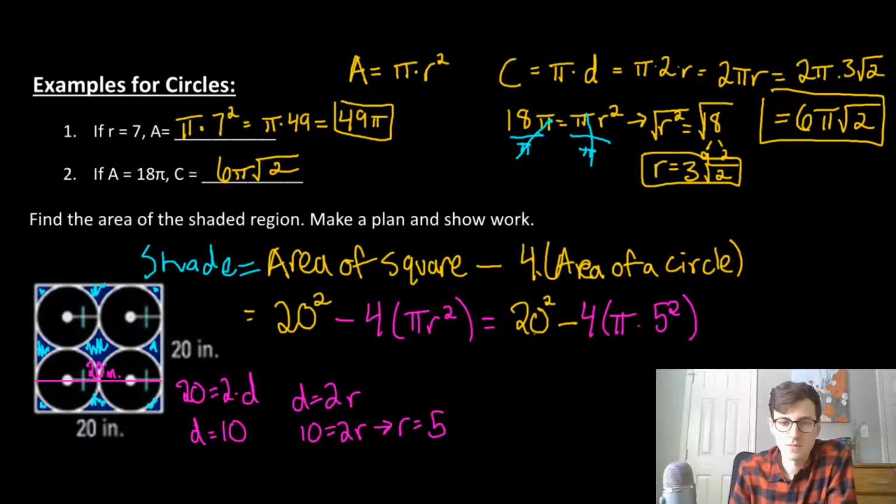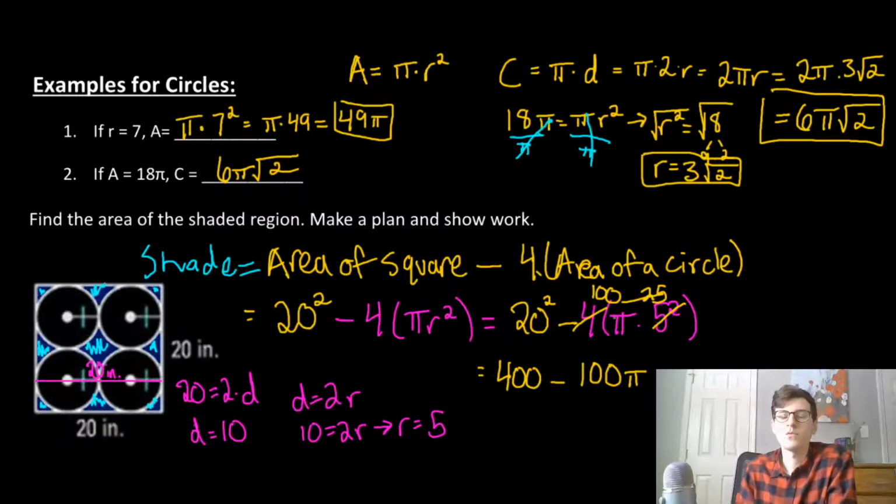Oops, don't want to forget that. Okay, so 400 minus, okay, that's 25. So this right here is 25. 4 times 25, that's 100. So that's 400 minus 100 pi. And maybe we just leave it like that, right? We could leave it as 400 minus 100 pi if we're not trying to approximate, or you could type that into a calculator. 400 minus 100 pi.